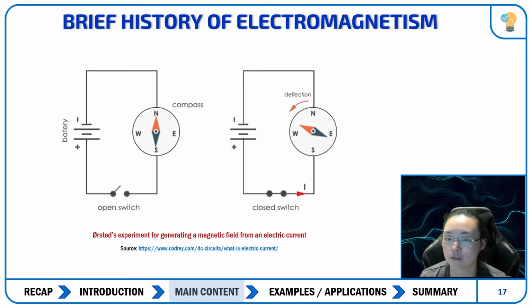So here's a picture of that. When it's open, there's a compass over here and it doesn't move. But as soon as the switch is closed, that action causes a change in current and it causes a deflection in the compass. So in that case, Ørsted noticed that a magnetic field was related to a changing electric current.